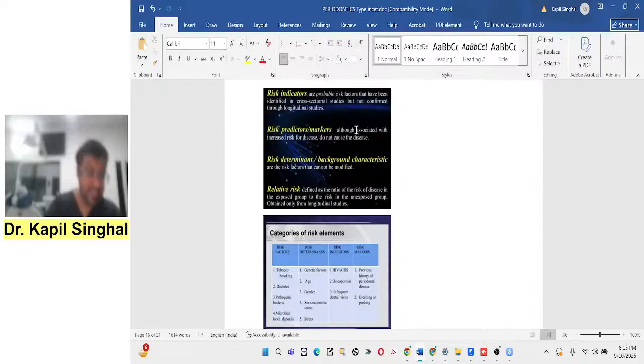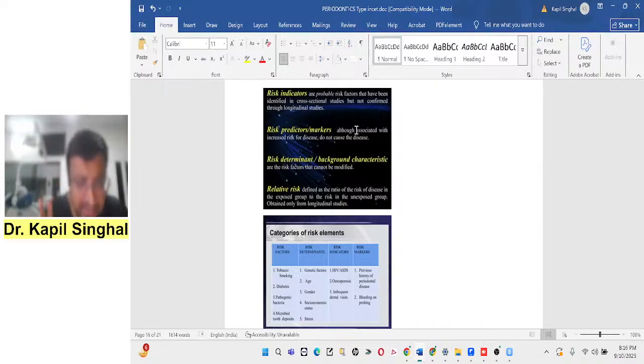So anyhow, let's see the examples. Risk factor examples: tobacco, diabetes, bacteria, calculus, plaque. These are examples of what? Risk factors. Risk determinants are those which you cannot modify, like genetic factors, age, gender, stress, socio-economic status. Risk indicators are those which were identified from cross-sectional studies, not from longitudinal studies.